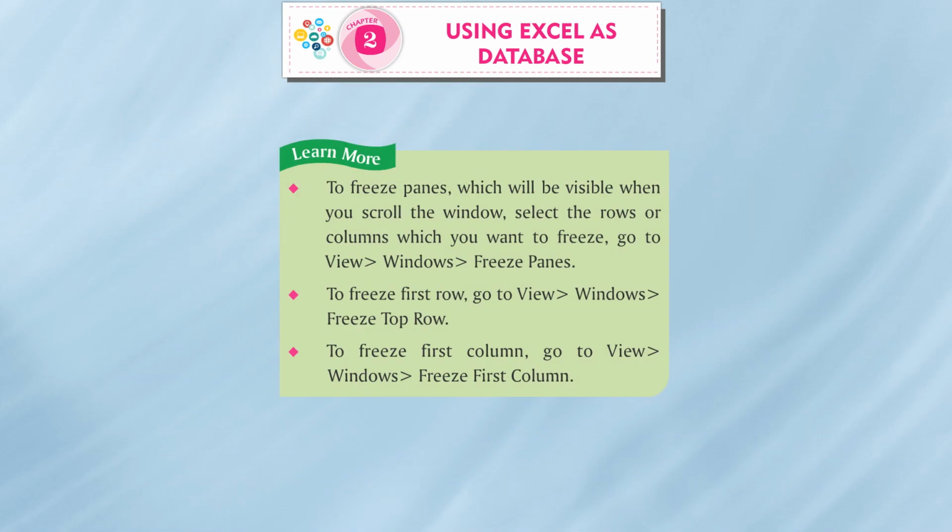Learn more. To freeze panes which will be visible when you scroll the window, select the rows or columns which you want to freeze. Go to View, Window, Freeze Panes. To freeze first row, go to View, Window, Freeze Top Row. To freeze first column, go to View, Window, Freeze First Column.